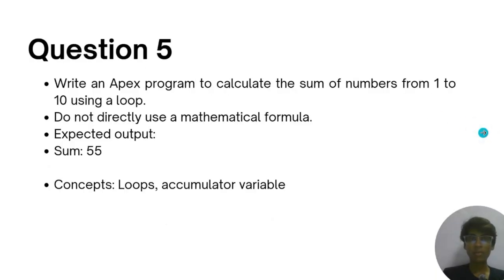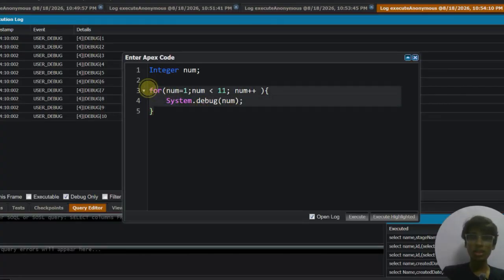Okay, so now moving to question number 5. So at this point, we have to write an Apex program to calculate the sum of numbers from 1 to 10 using a loop. Okay. So we are using this loop to print the numbers from 1 to 10. So basically we have to create an integer sum, which will be 0 at the beginning. And at every point, what we have to do, sum is equal to sum plus whatever the number we are getting. See, this is what we are going to do.